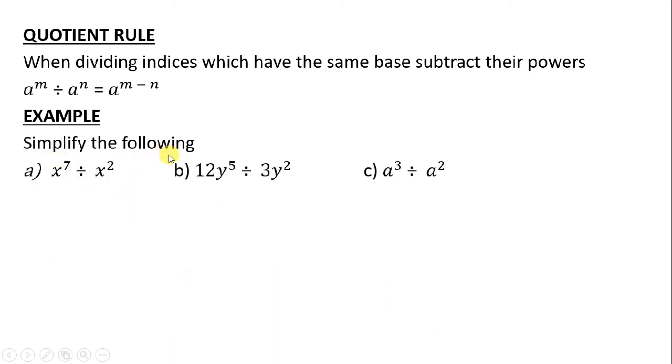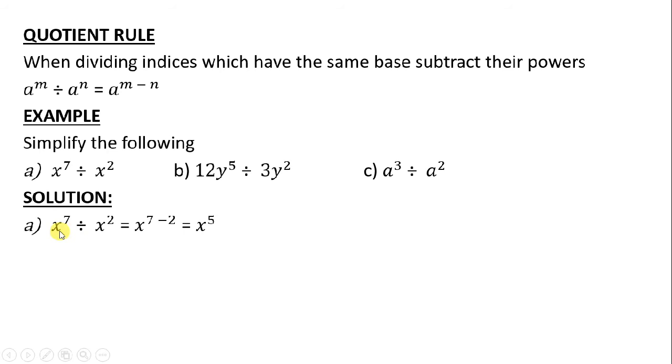The example is saying simplify the following. The first one is x to the power 7 divided by x squared. Then we have 12y to the power 5 divided by 3y squared. And then we have a cubed divided by a squared.